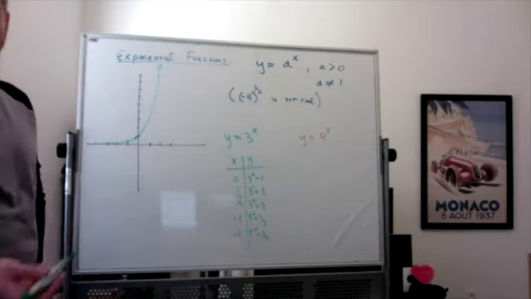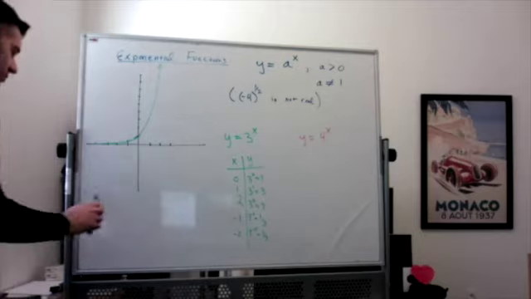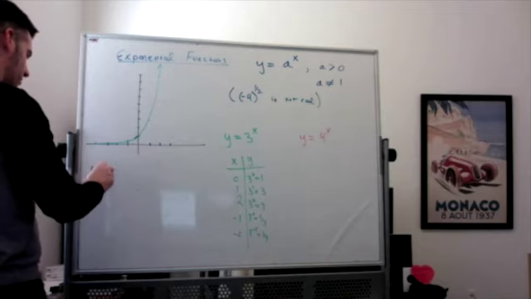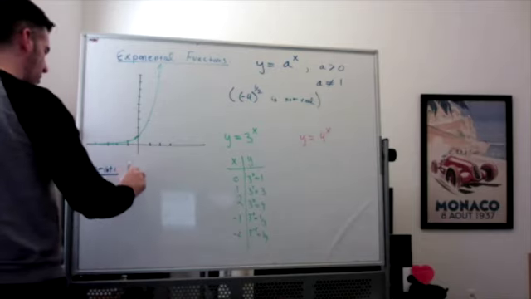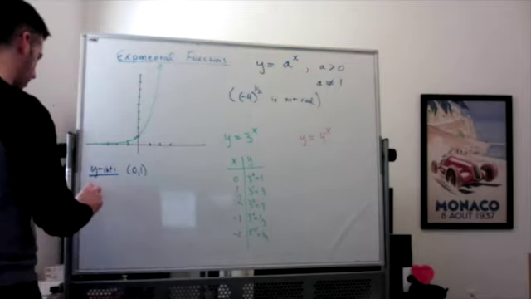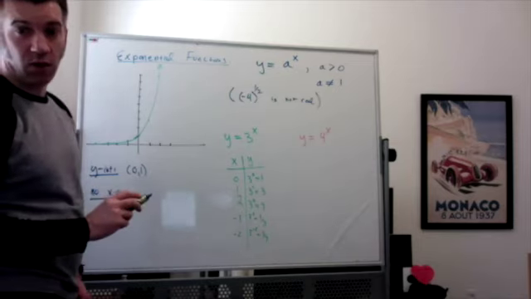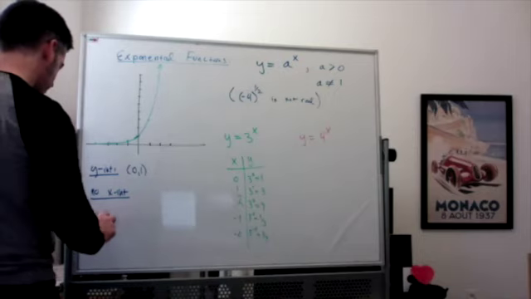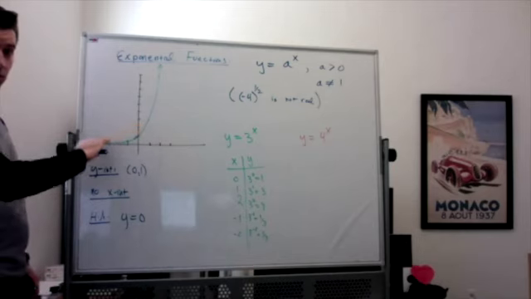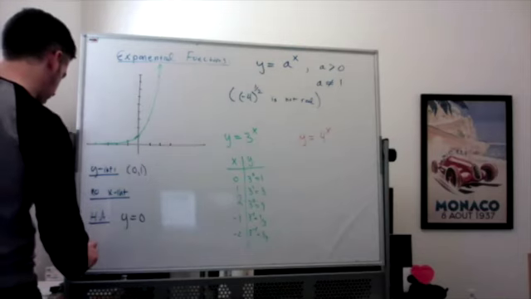So a couple things to note. This is going to be true for any exponential function. We have a y-intercept always at 0, 1, because anything to the 0th power is going to be 1. We have no x-intercept. We have a horizontal asymptote at y equal to 0. Right, so as we go to the left, the function gets closer and closer and closer to 0, but it doesn't actually ever touch the x-axis. And we have no vertical asymptote.